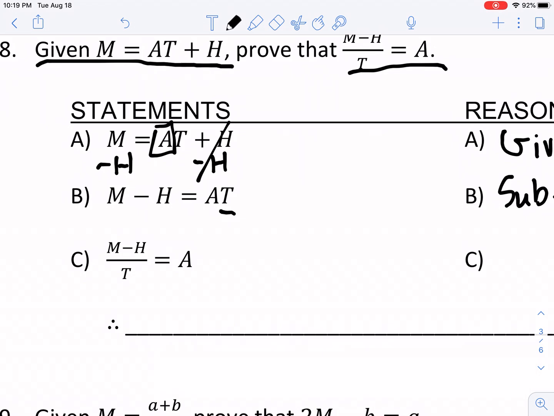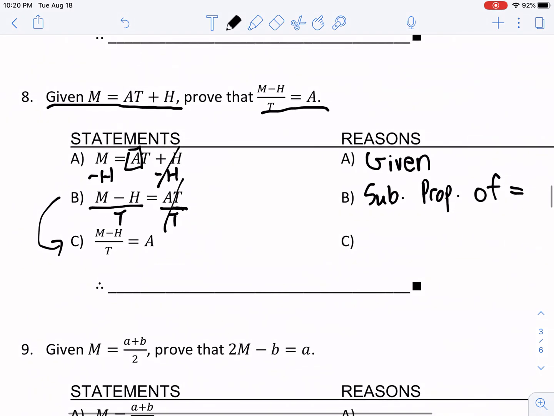What is the operation between them? Well, multiplication, right? Well, how do you undo multiplication? We divide. Okay, so we're going to divide T away from A, which would cancel out, but whatever I do to one side, I got to do to the other side. Well, now notice it's starting to line up here, right? Well, what allows us to divide T from both sides? The division property of equality.